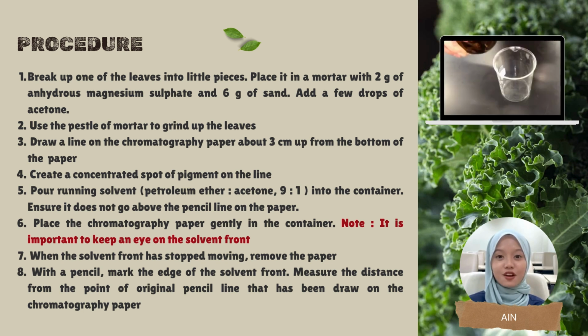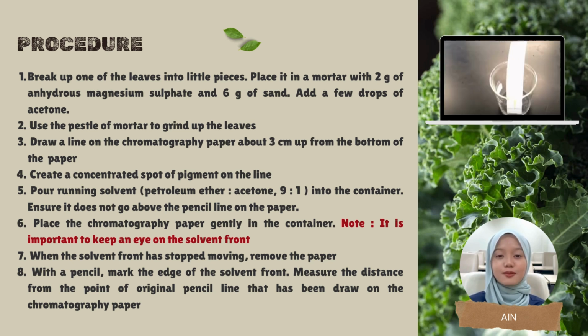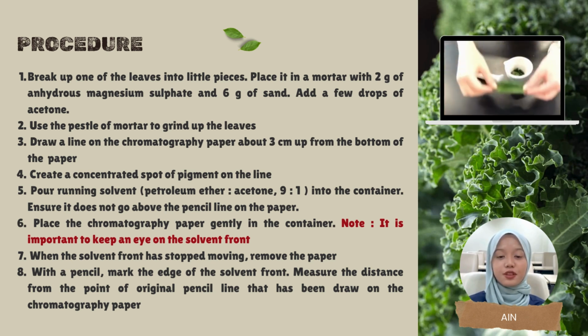Next, use the pestle of the mortar to grind up the leaf and release the pigments. Thirdly, draw a line on the chromatography paper about 3 cm up from the bottom of the paper.